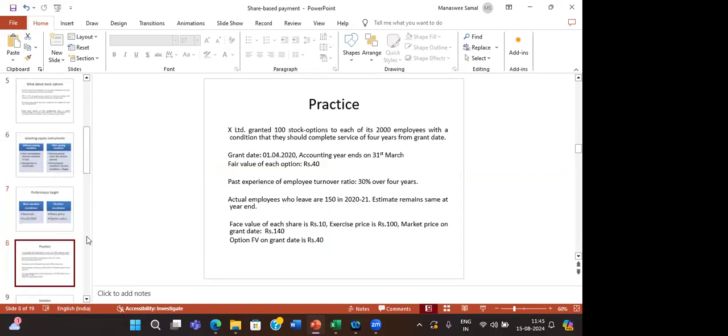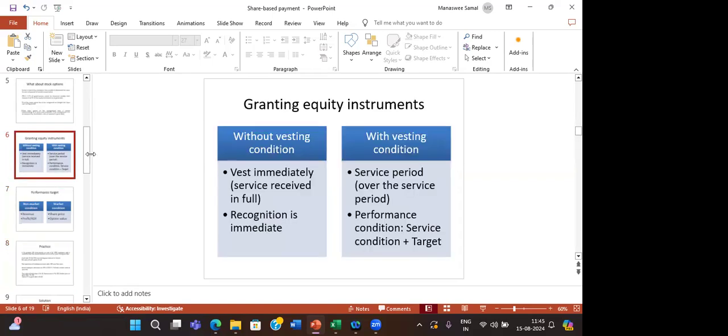I hope there is an example. Just see. I think in this slide deck, I've deleted that example. So as usual, we can put one example here in the notes.